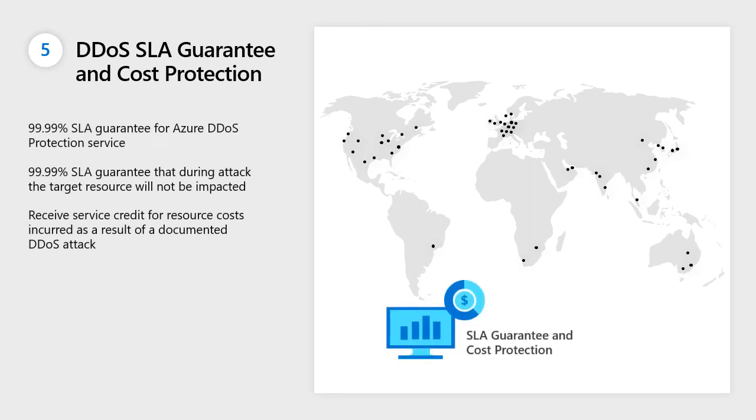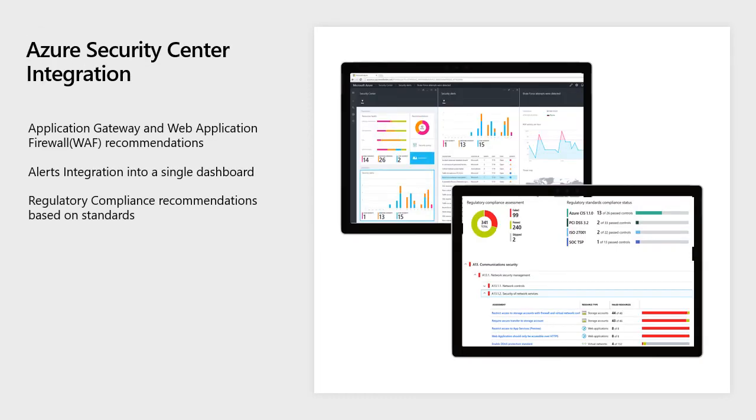The DDoS service also has SLA guarantee and cost protection. So you have a 4 nines SLA guarantee, and also a 4 nines SLA guarantee during the attack that the target resource will not be impacted. And because it's financially backed SLAs, like all of our SLAs, you will receive service credit for resource costs incurred during a documented DDoS attack. It is also integrated with Azure Security Center. So remember we talked about Azure Security Center a while ago. Part of the dashboards that you will see here may include application gateway and WAF recommendations.